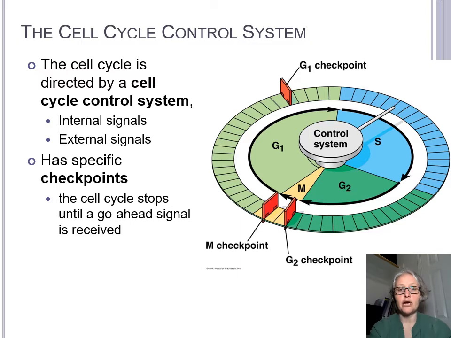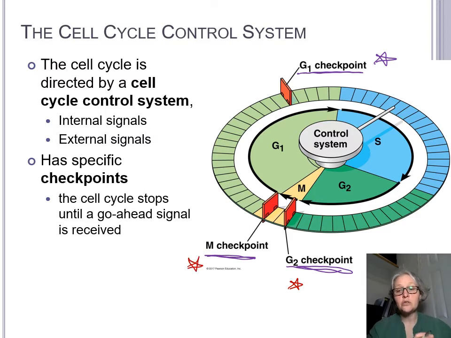The cell cycle is directed by what's called a cell cycle control system. This control system is looking at both internal and external signals. And there are specific checkpoints where the cell has to stop, just like at a border checkpoint, and has to show certain molecules or certain events before it's allowed to pass on. There are three checkpoints that we're going to talk about: the G1 checkpoint, the G2 checkpoint, and the M checkpoint. Of these, the G1 checkpoint seems to be the most important, but there are also important signals that get looked for at the G2 checkpoint and at the M checkpoint.